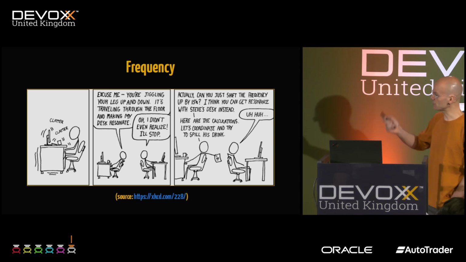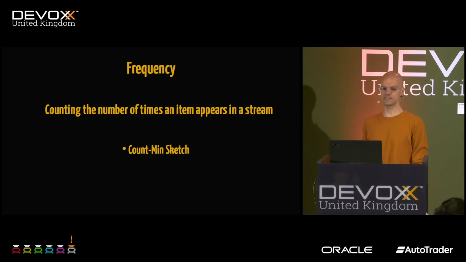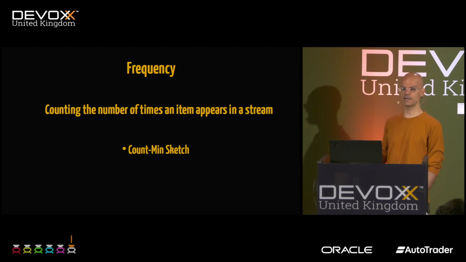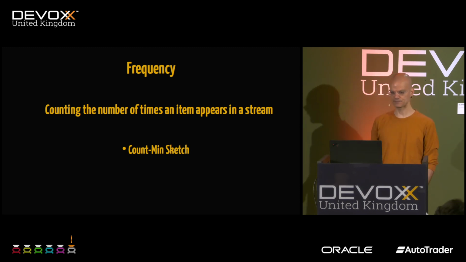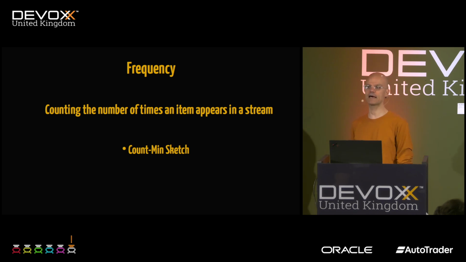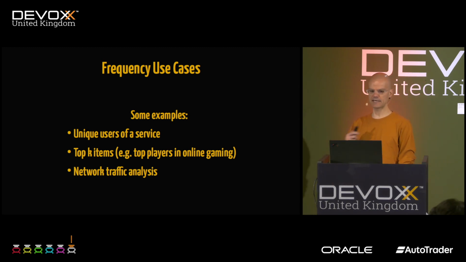Here's a nice XKCD comic about that. And what is frequency? With frequency here we mean counting the number of times that an item appears in a stream. And we're going to see the count-min sketch data structure for doing this. We have some frequency use cases like unique users of a service, the top K items.